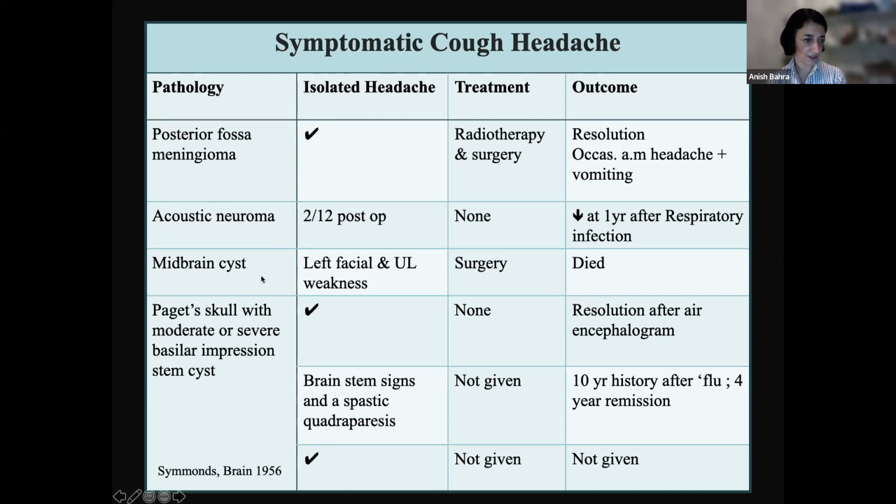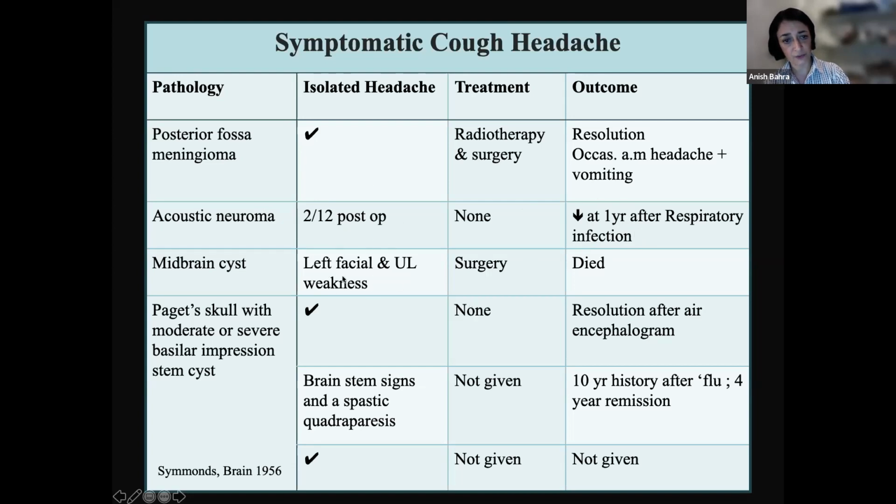But if you have a look at these, 1, 2, 3, 4, 5, 6 patients, 3 had isolated cough headache. This patient with meningioma had radiotherapy and surgery. The cough headache settled, but this second one, the headache didn't start until 2 months post-op. If they'd had the scan beforehand, you would attribute, or many would attribute the acoustic neuroma with the headache. Didn't have any treatment, spontaneous resolution at 1 year after respiratory infection.